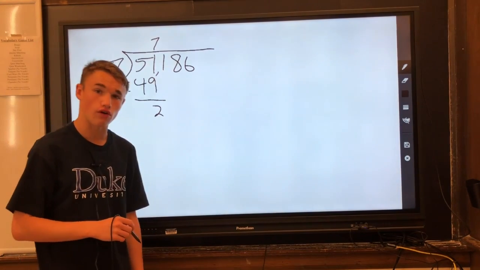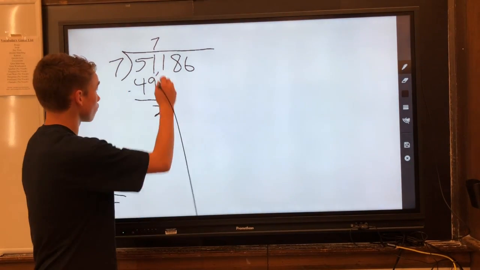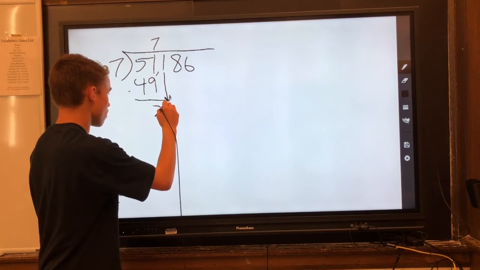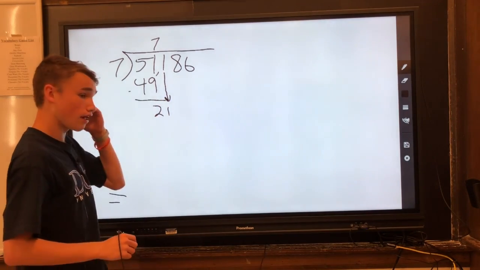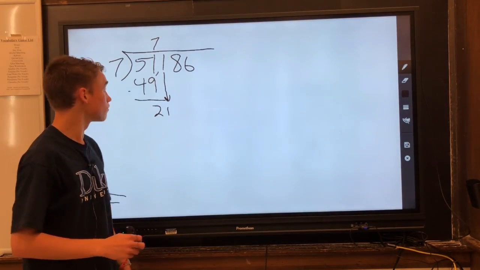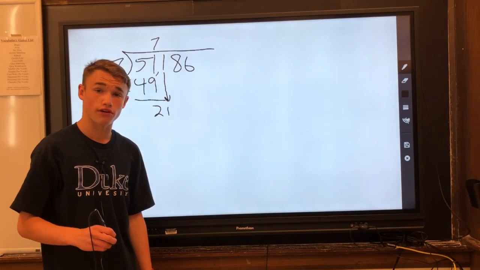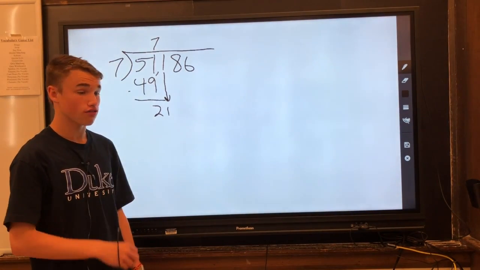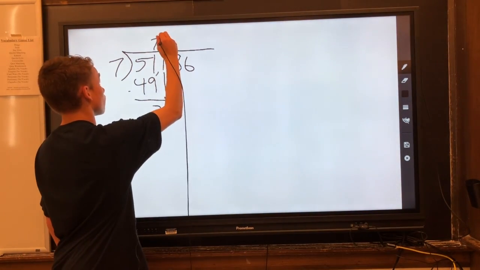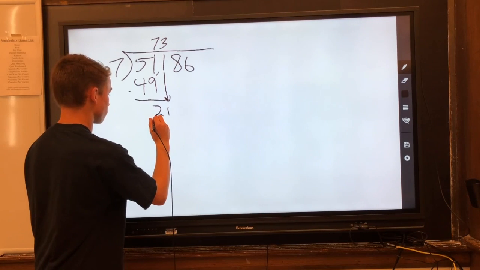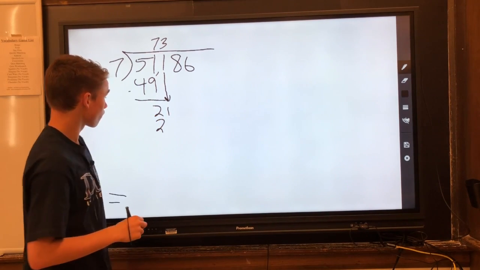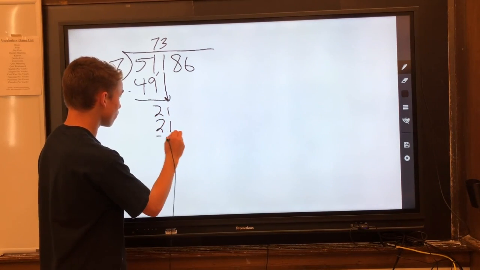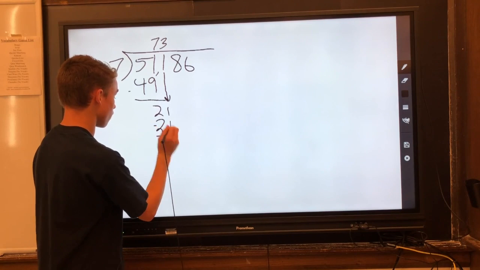How many times does 7 go into 2? 0 times. So you drop down the 1, and ask yourself, how many times does 7 go into 21? Well, 3 exactly, since 7 times 3 is equal to 21. So 3, drop down the 21, subtract it, you get 0.